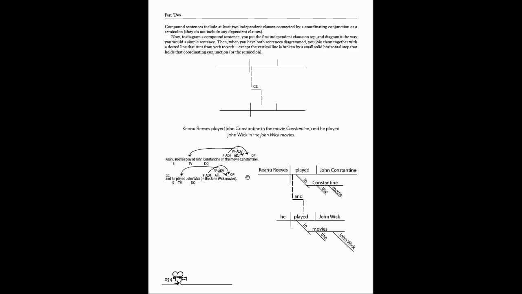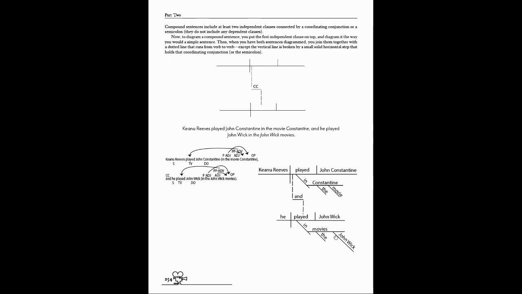Now, when you are diagramming, you literally do the first sentence and then you do the second sentence and then you join them with a dotted vertical line, a solid step where you write your coordinating conjunction. You write your for, and, nor, but, or, yet, so. You write them on this little horizontal line and then another dotted line, and they go verb to verb. And that's how you diagram a compound sentence. So if we go back to this Keanu Reeves, we have Reeves played Constantine where, right?